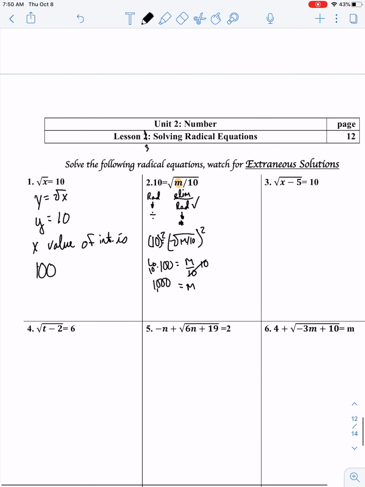In the next video, we will go over solving radicals that have extraneous solutions.